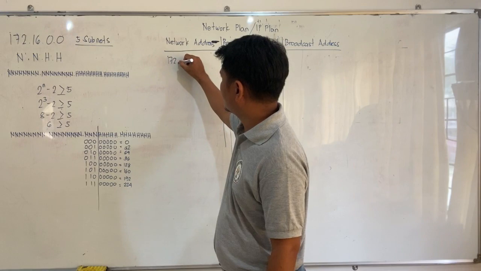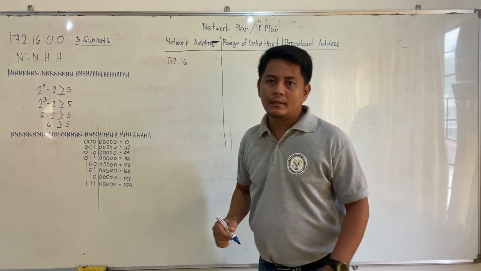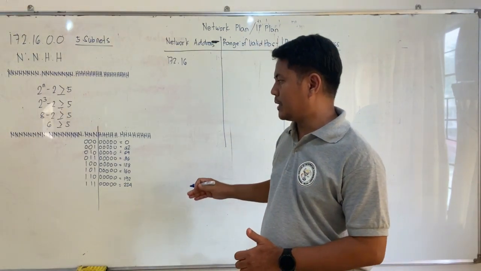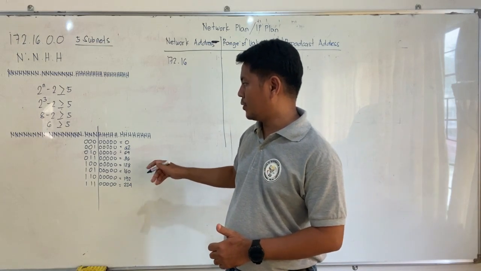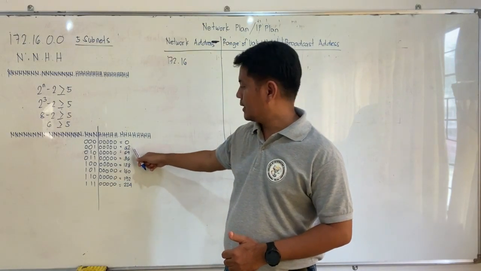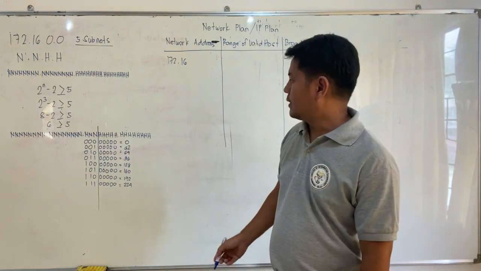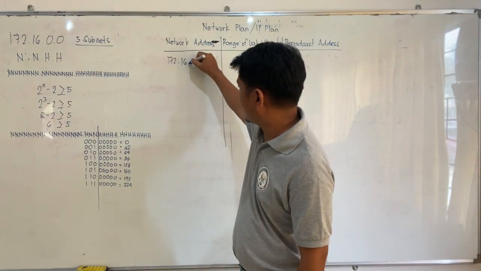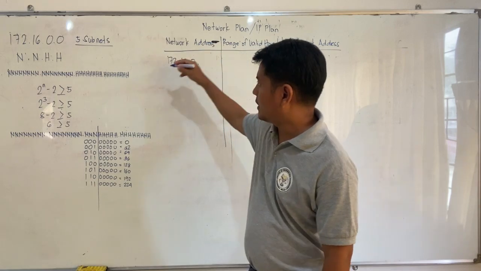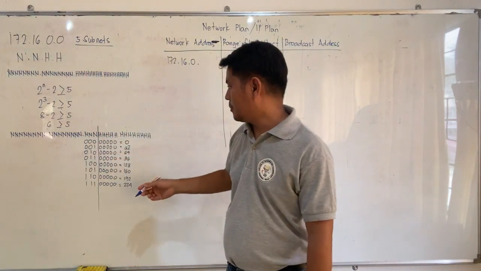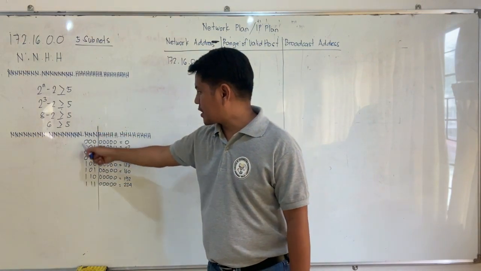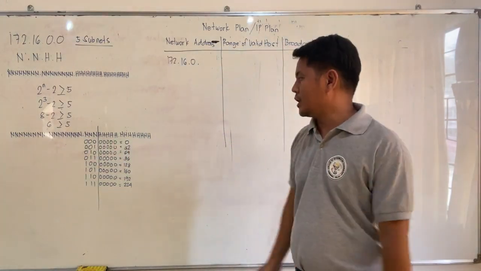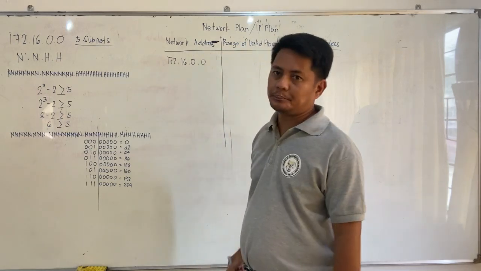We have 172.16. Concentrate on the 3rd and the 4th octet. We have borrowed 3 bits from the 3rd octet. So the resulting numbers are as follows: 0, 32, 64, and so on and so forth. So we put this one on the 3rd octet. So the first is we have 0. Again, the 4th octet remains unchanged because we only touch the 3rd octet here. The 1st, 2nd, and the 4th octet remain unchanged. So that will be 0.